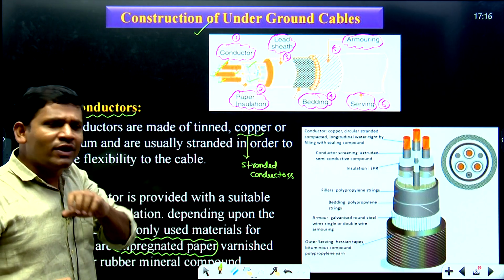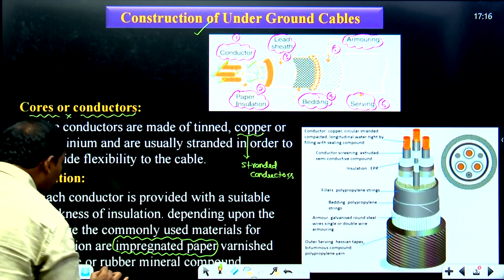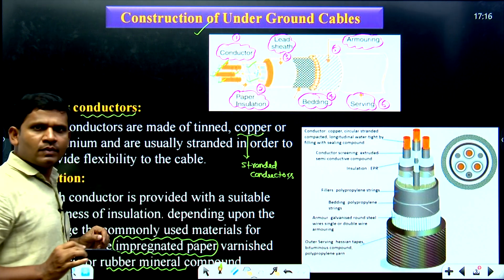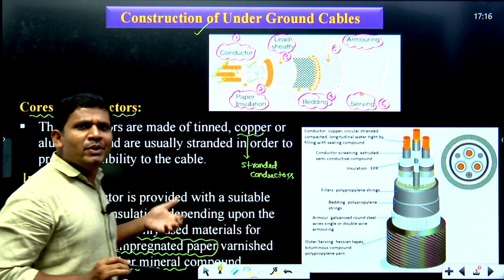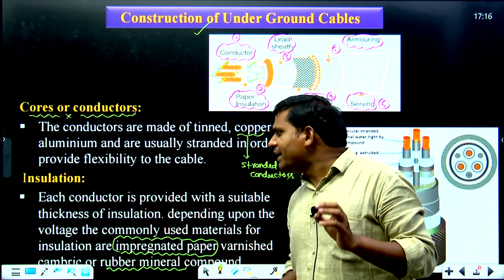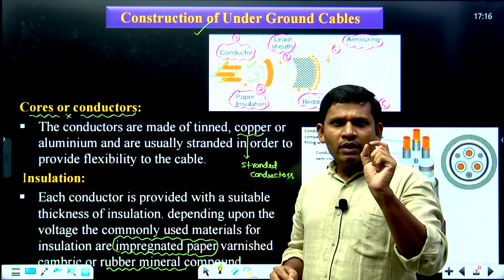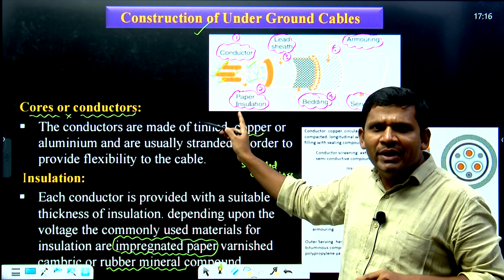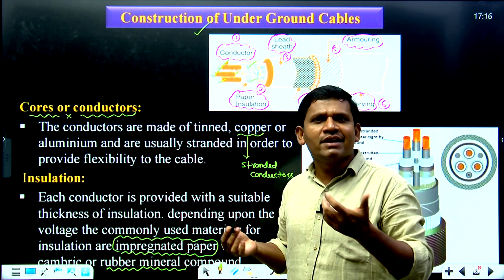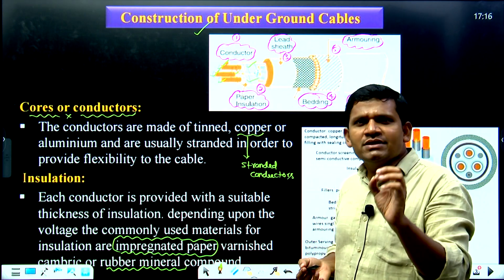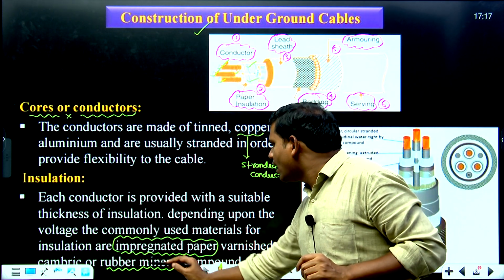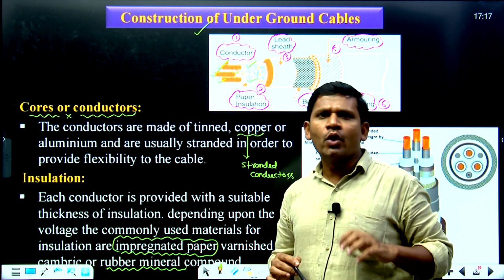What is the material used for the insulation? One is impregnated paper and you can also use the rubber mineral components. Generally more preferable is the impregnated paper. If it is not there in the options, then you have to select the rubber mineral component. First one is conductor. What material? Copper or aluminum, but more preferable is copper, that is the standard conductor. And the next one is insulation. What is the material used for the insulation? Impregnated paper or rubber mineral component we have to use, friends.